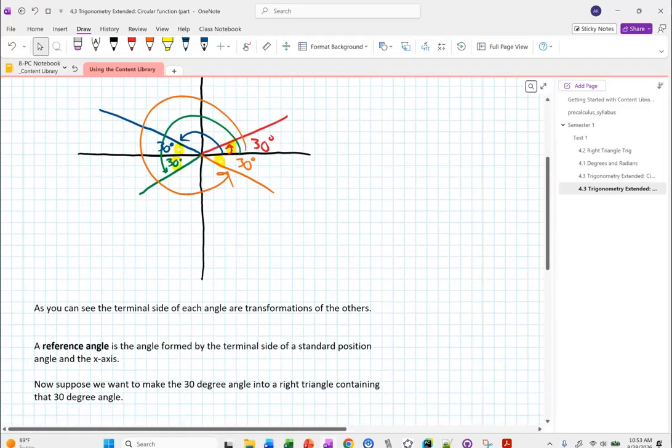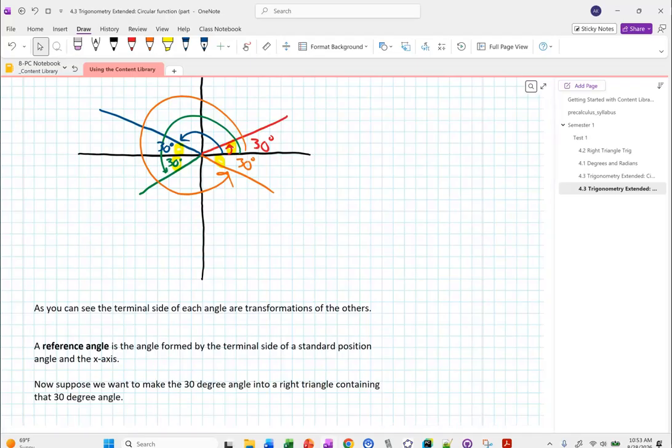So we're going to define these angles we've written in as a reference angle. A reference angle is the angle formed between the terminal side of a standard position angle and the x-axis. Each one of these 30-degree angles is a reference angle. The reference angle for 30 degrees is 30. The reference angle for the 150 is 30. The reference angle for the 210 is 30. The reference angle for the 330 is also 30. Is everybody okay?